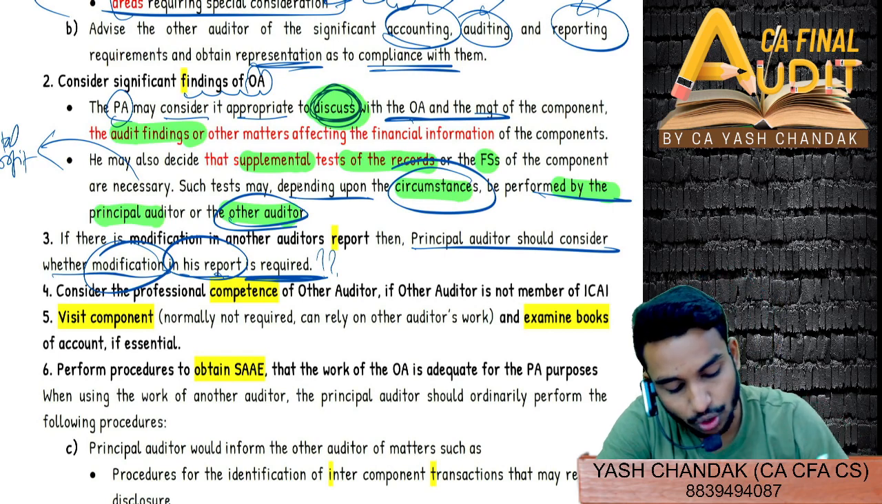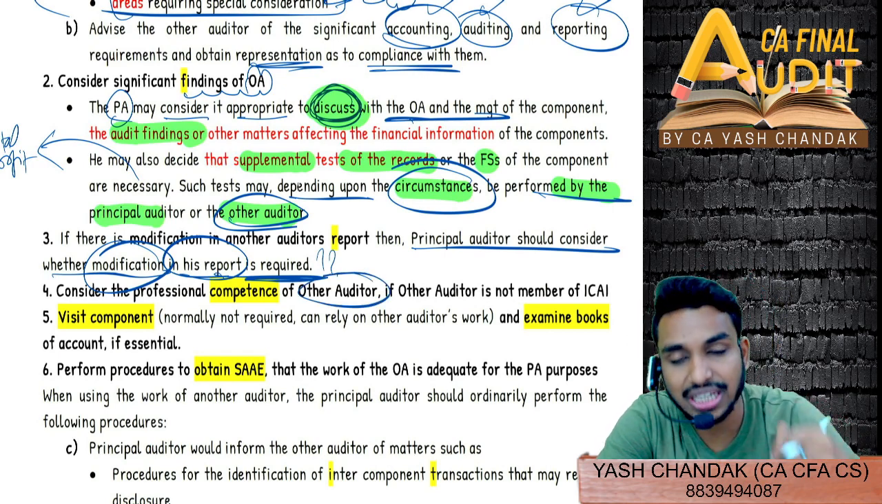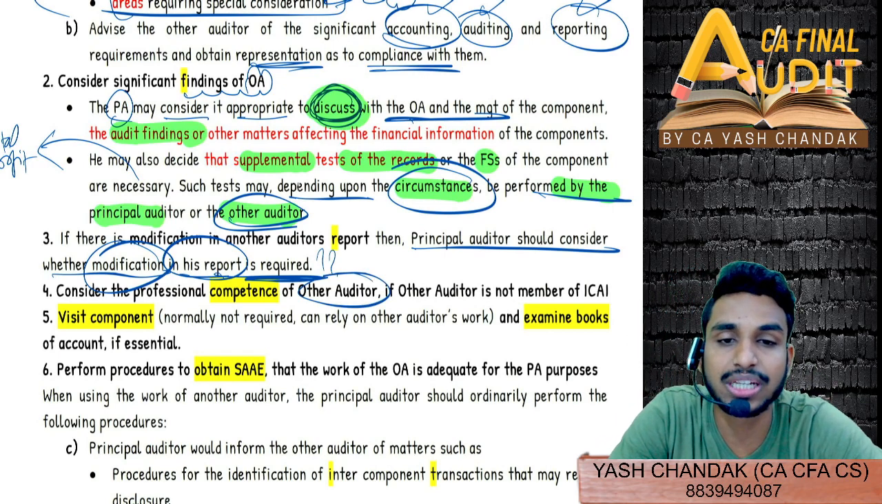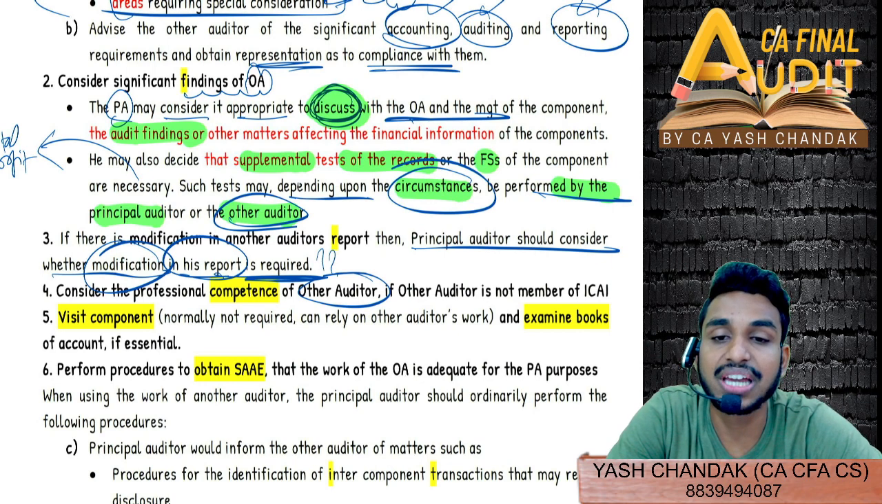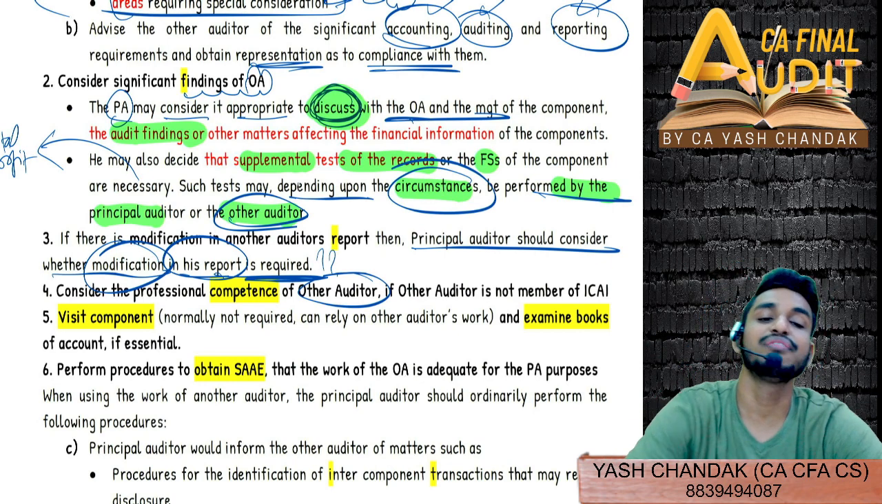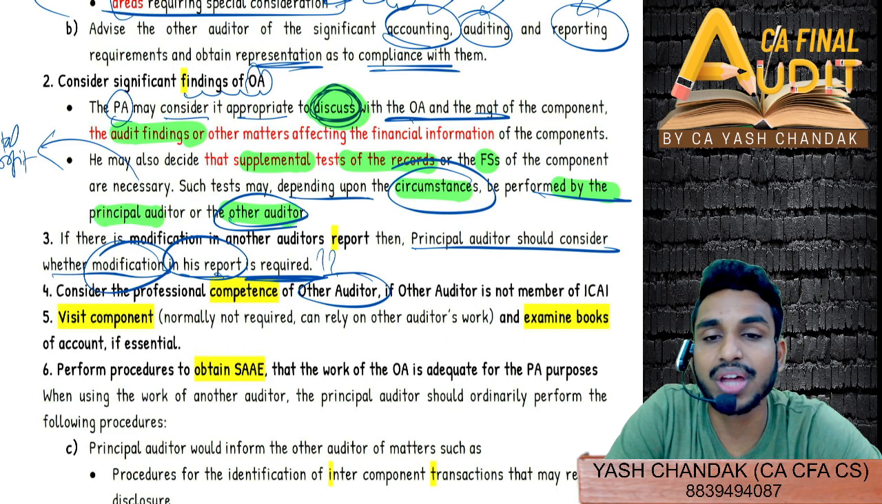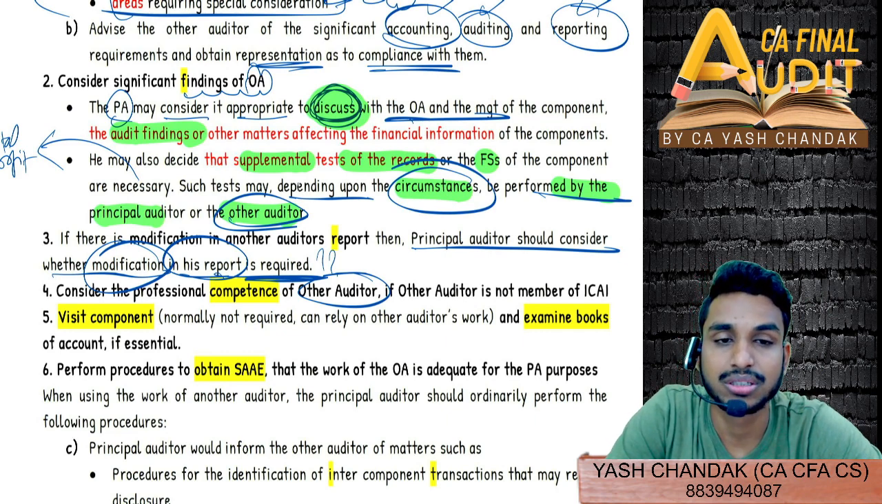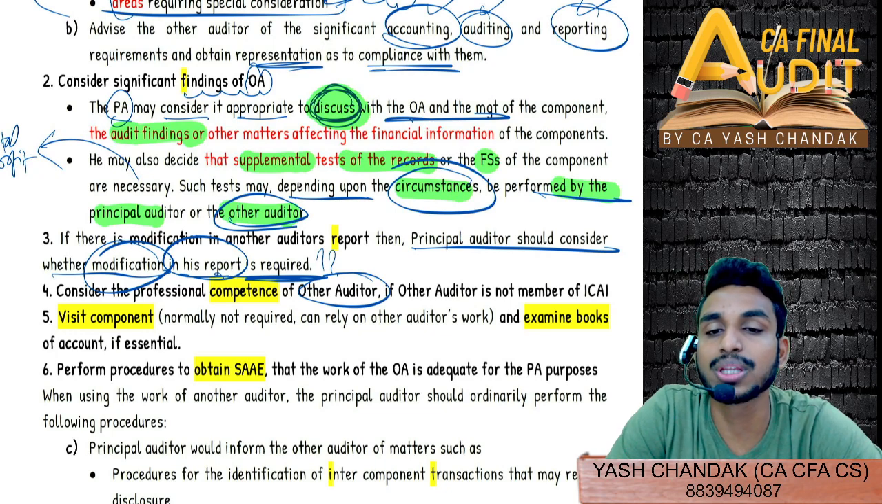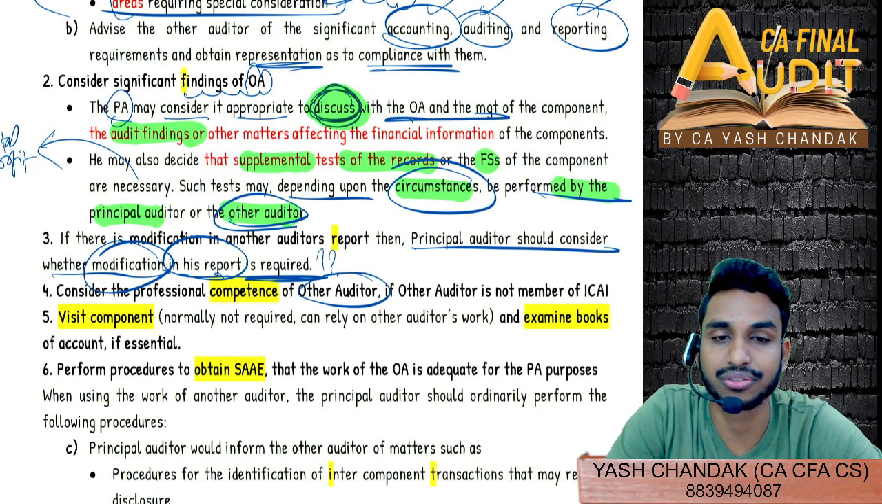Then we'll have to look out for who all are actually the other auditors, whether they are chartered accountants or not, whether they are competent or not, right? Specifically you will have to check the competency when other auditors are not ICAI members. That means they are not chartered accountants. So then you'll also have to look out for the professional competency of the other auditors.